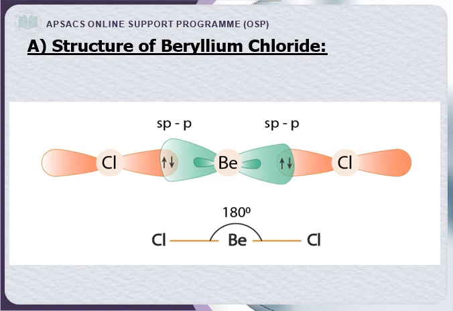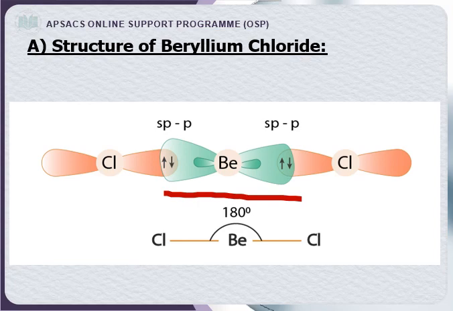Now here the structure of beryllium chloride is given on the basis of hybridization. As you can see in the central atom beryllium, the two hybrid orbitals arrange themselves in a linear fashion, in a linear geometry with an angle of 180 degrees.